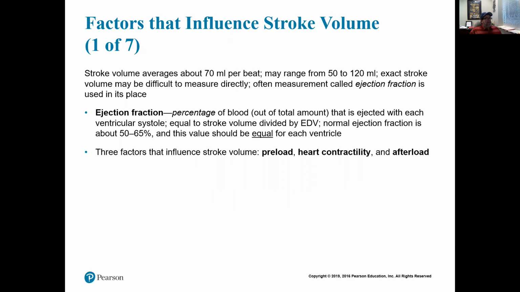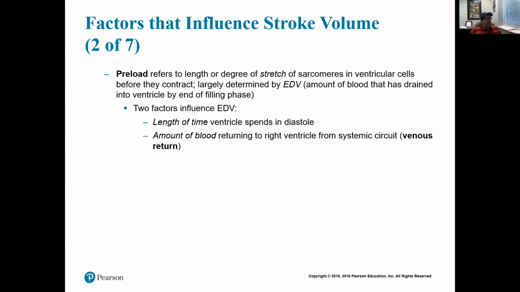Okay, and then stroke volume averages 70 milliliters, and may range from 50 to 120. Stroke volume may be difficult to measure directly. Often a measurement called the ejection fraction tells us how much is coming out. Now another weird thing about cardiac muscle is a concept called preload. It refers to the length or degree of stretch of the sarcomeres in the ventricular cells before they contract. What this means is that the more you stretch them, the more blood they're going to push out.